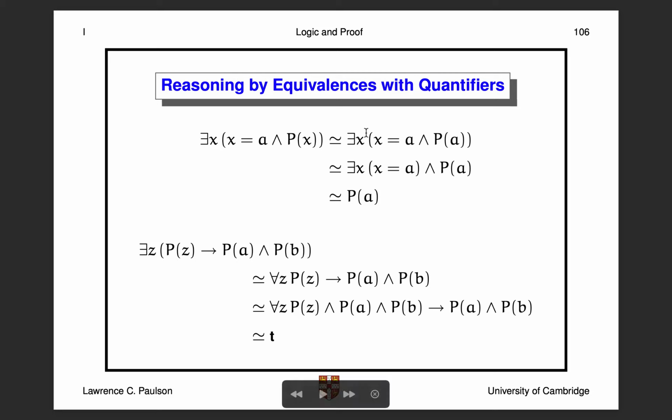So our first step is what I said on the previous slide. That is, in this case it's conjunction. If I have a formula of the form of a conjunction, in this case x equals a and p of x, then the value of p of x only matters if x equals a, because if x is not equal to a, the entire thing will be false. So I assume x equals a, and I replace x by a here.